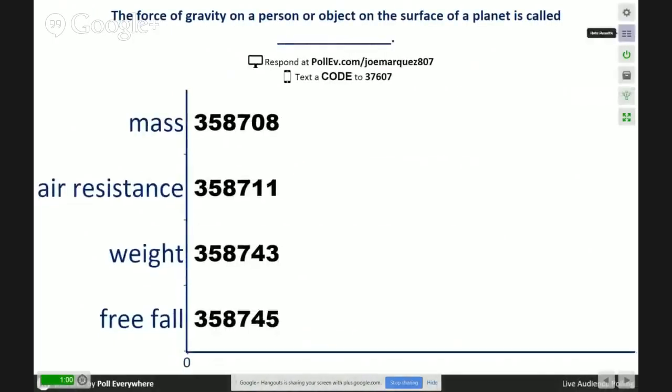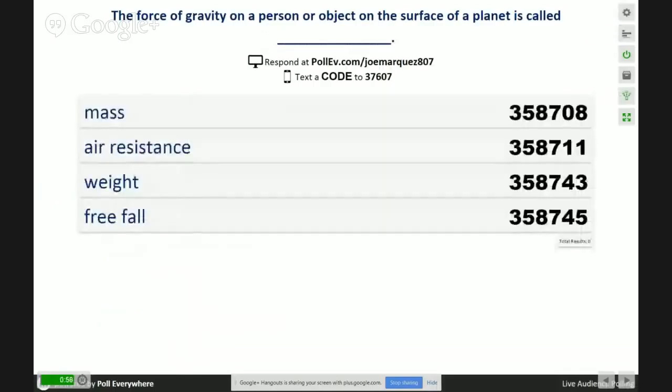Next. Ooh, this one always tricks people. You know it, though. The force of gravity acting on a person or object on the surface of a planet affects this. Think about it. It has to be on a surface of a planet because if you're in outer space, this is non-existent. Okay? If you're in outer space, this is non-existent. So it has to be on the surface of a planet.